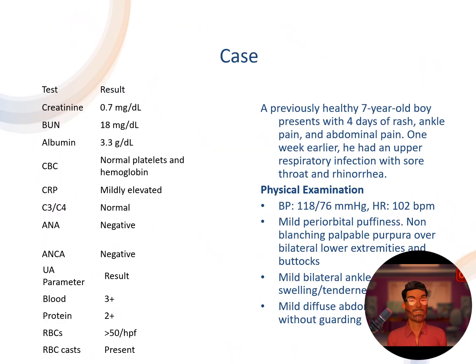And so here we have a case: a previously healthy 7-year-old boy who presents with 4 days of rash, ankle pain, and abdominal pain. He recently had a URI. He's a little hypertensive. He's got mild periorbital edema, as well as bilateral ankle swelling and abdominal pain. Creatinine is essentially normal. Albumin is slightly low. Hemoglobin and platelets are normal. C3 and C4 are normal. ANA and ANCA are normal, and his UA does show signs of nephritis.